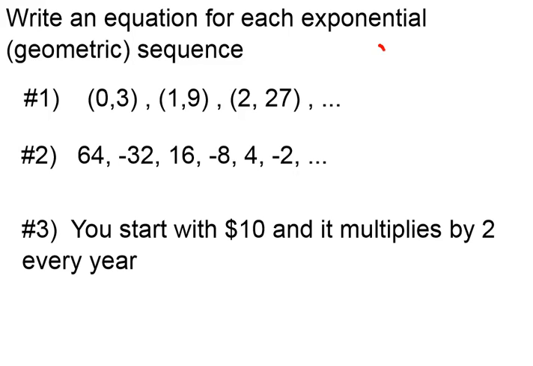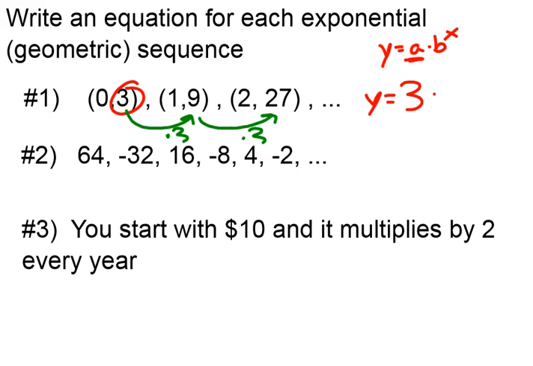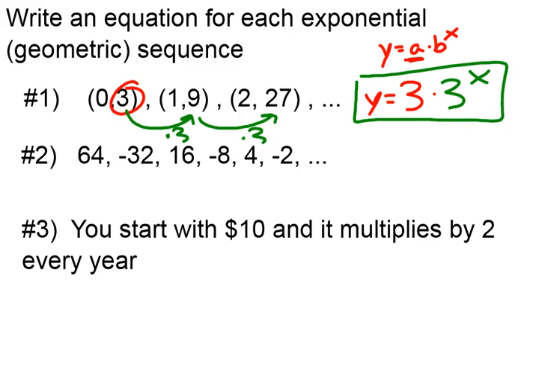We're always going to do y equals a times b to the x. Every single equation is going to look like that. So let's see here. Our term for this one is our 0th term. And remember, a is always your 0th term. So our 0th term is 3. So 3 times, and then what are we multiplying by each time? Well, it looks like we're multiplying by 3 there, and then we're multiplying by 3 again. So we get 3 times 3 to the x for this one.